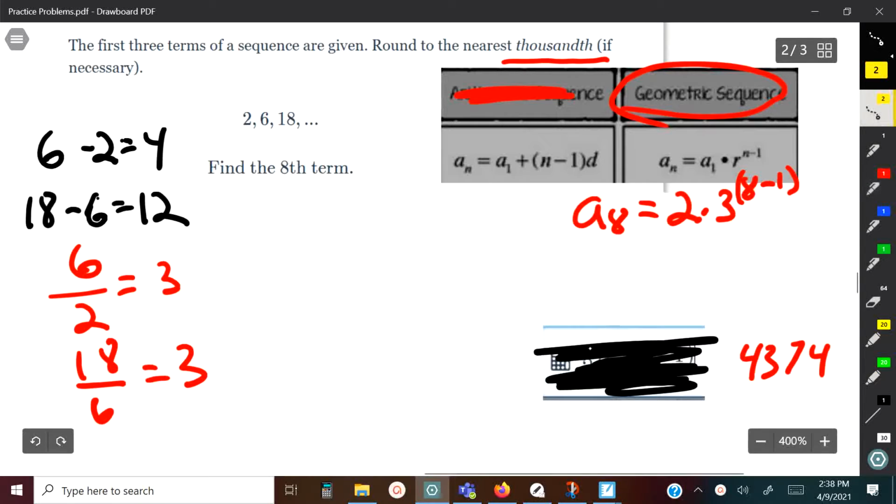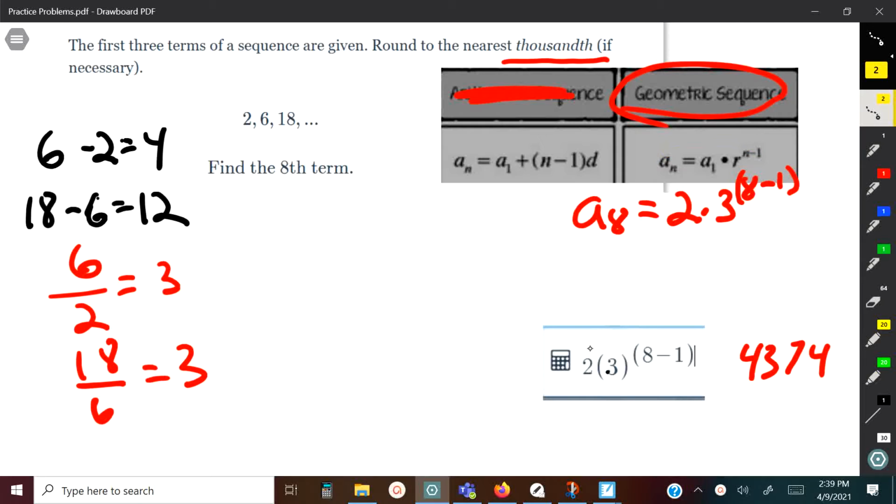Okay, this is another geometric sequence. I looked to see if it had a common difference, and it doesn't, but it does have a common ratio. So then I plug in, I'm looking for the 8th term, so that's what the n is. I plug in 8, I plug in my first term 2, and then I multiply it times my common ratio 3, raised to the n, 8 minus 1. And then I type just this section into the calculator, like so, and you get 4,374.